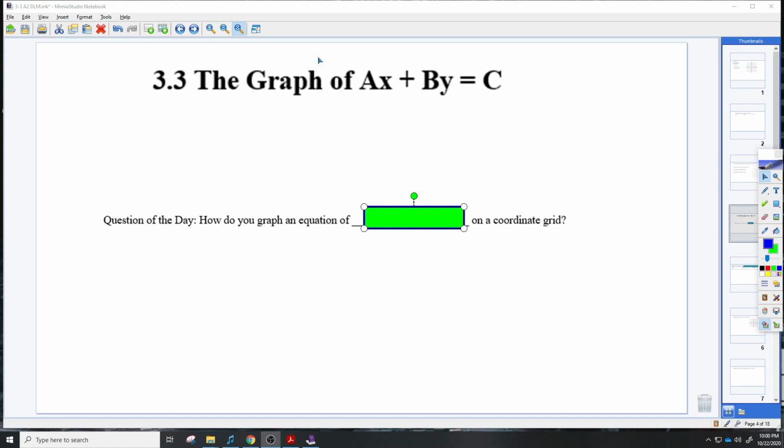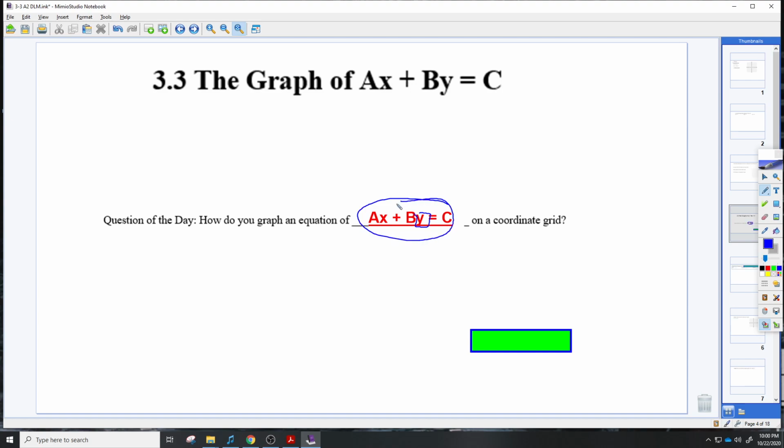With 3.3, we're going to be looking at the graph of ax plus by equals c. So how do you graph an equation that looks like this on a coordinate grid? We did it a little bit in the last section where we kept solving for y. If you remember, we got y by itself, and then we were able to graph it as if it was in slope-intercept form. But now we're going to figure out how we can just deal with this. Maybe use a shortcut so that we can graph it right away in this form.